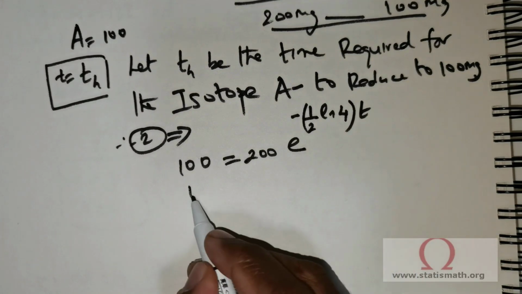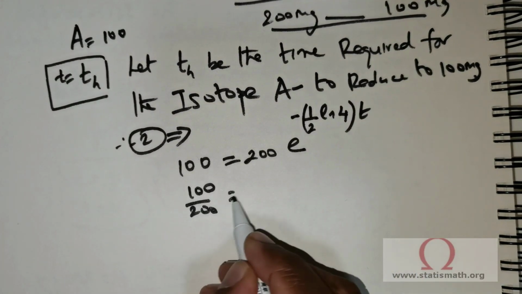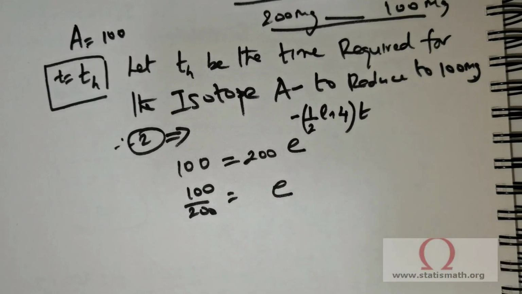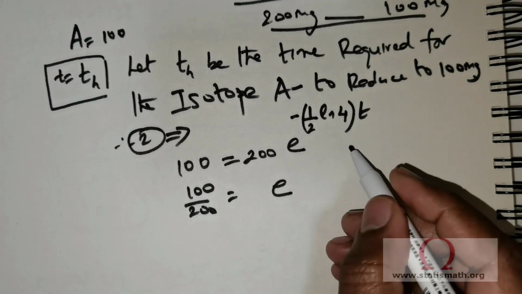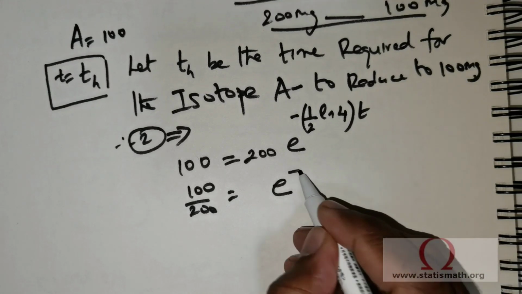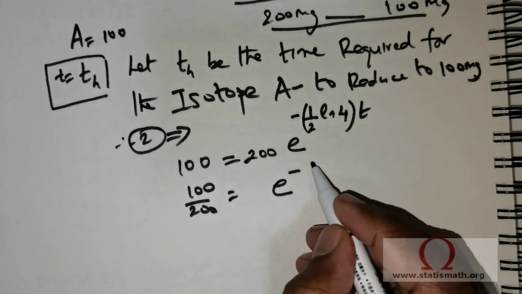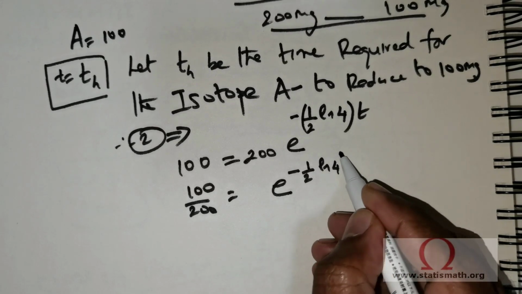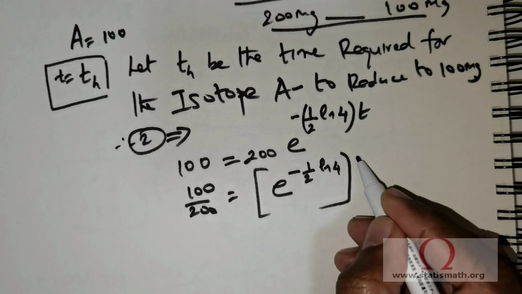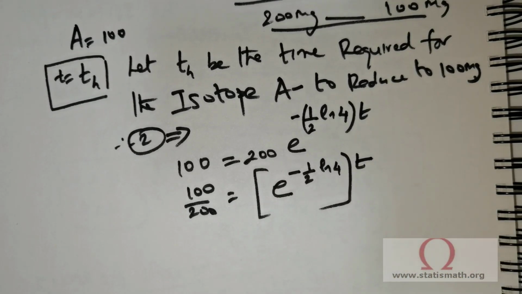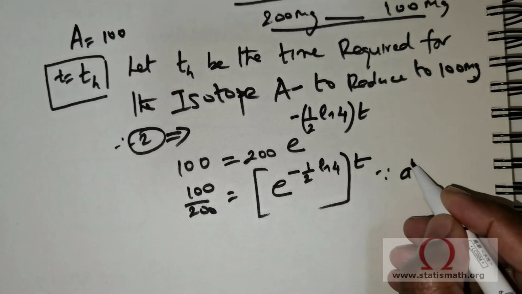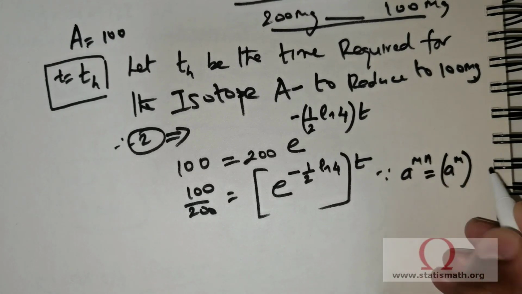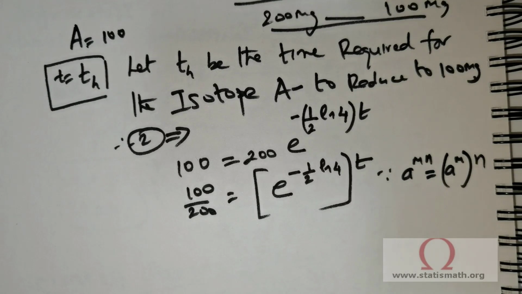Now I can bring this 200 down and rewrite this as e raised to the power. Now, we've got to be a little bit careful. So, how am I going to write it? I'm going to write this as e raised to the power 1 over 2 times ln 4, and that is raised to the power t. I'm going to write it like this. Now, why am I able to write it like this? Since a raised to the power mn can be rewritten as a raised to the power m, the whole raised to the power n. So, I can always do that.